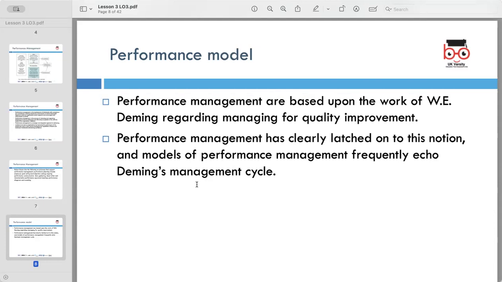The performance model is based on the work of W. E. Deming regarding managing quality improvement. Deming's management cycle emphasizes continuous improvement through the plan, do, check, act, or PDCA cycle. Performance management models often echo Deming's principles, focusing on setting objectives, implementing plans, monitoring performance, and making adjustments to drive continuous improvement. Any questions so far, if anyone is there?